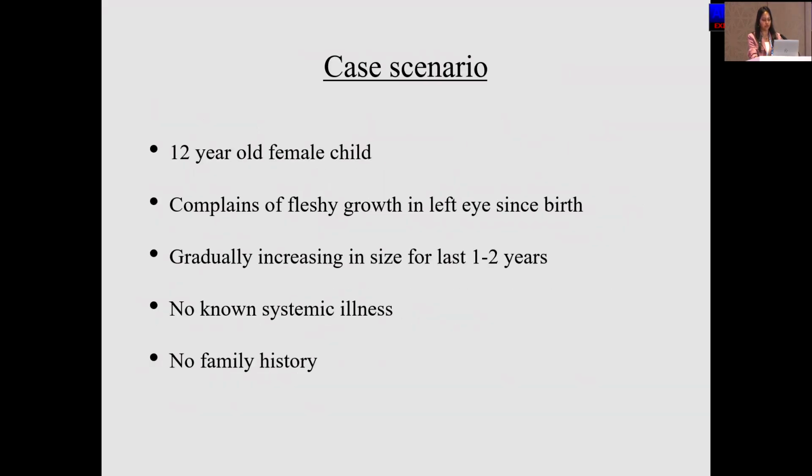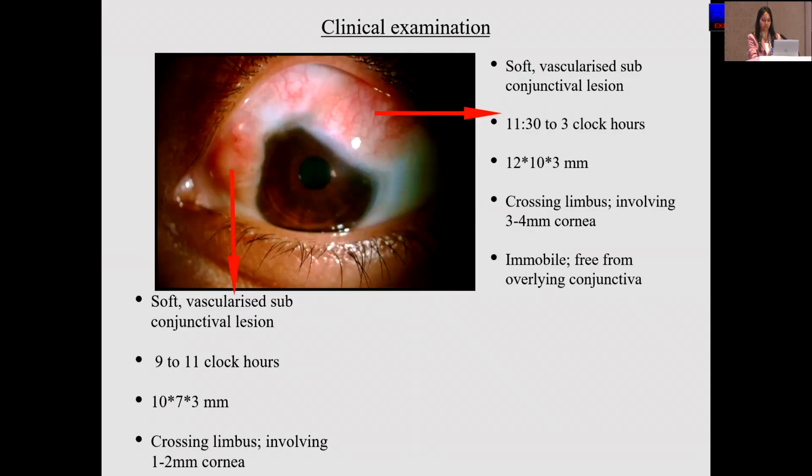So my case is that of a 12-year-old female child who complained of fleshy growth in the left eye since birth, which was gradually increasing in size for the last 1 to 2 years. She had no known systemic illness and had no similar family history. On ocular examination, we could see soft vascularized epibulbar masses at 2 distinct lesions, superotemporally and nasally. The superotemporal lesion extended from 11:30 to 3 o'clock hours, 12 x 10 x 3 millimeters in dimension, crossing the limbus and involving 3 to 4 mm of cornea. The nasal lesion extended from 11 to 9 o'clock hours and was 10 x 7 x 3 millimeters, involving 1 to 2 mm of cornea.